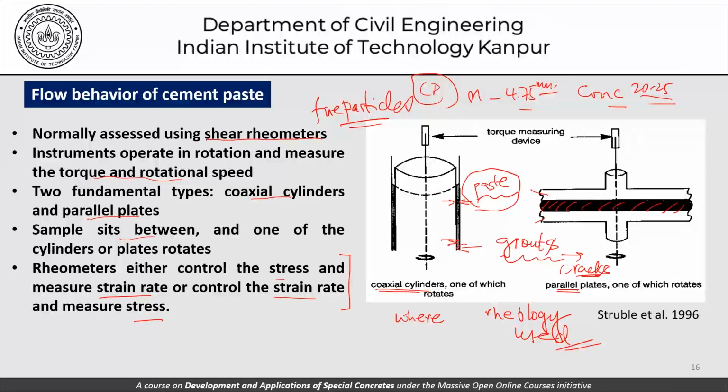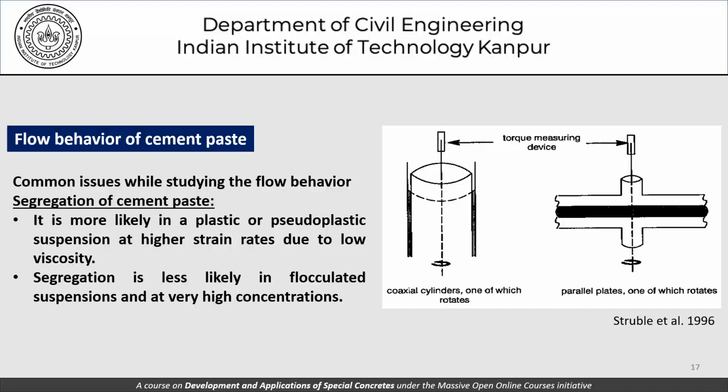But in a more generic sense, we are interested to study the flow behavior or the deformation behavior of concrete. And in order to get to concrete, we are trying to use the route of studying cement paste first, the mortar next, and then trying to understand the behavior of concrete. As far as the cement paste is concerned, some of the common issues that are important while studying the flow behavior would include segregation of cement paste, which is more likely in plastic or pseudoplastic suspensions at high strain rates due to low viscosity. Segregation, of course, is less likely in flocculated suspensions at very high concentrations.